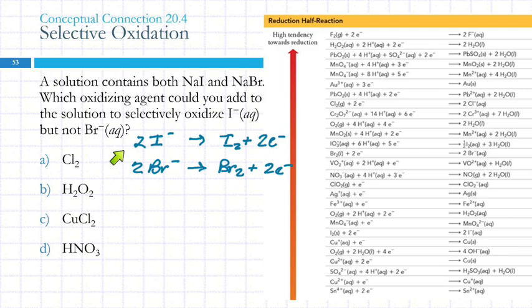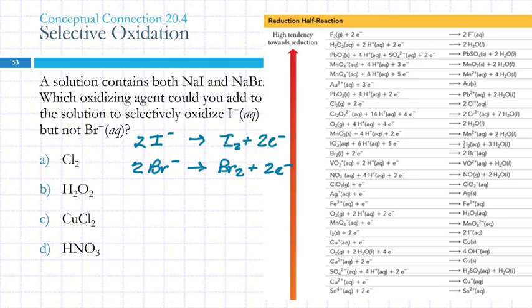So we want to make this one happen and not that one. So these guys are backwards of what's shown here, right? So to oxidize, to cause this to be spontaneous, the thing we're pairing it with has to be above it.